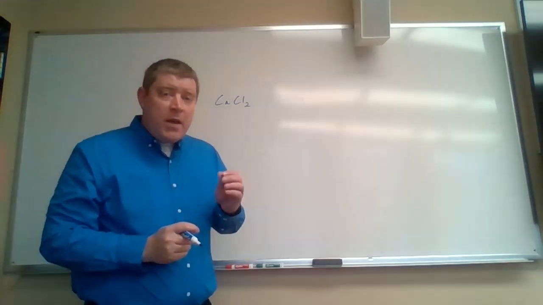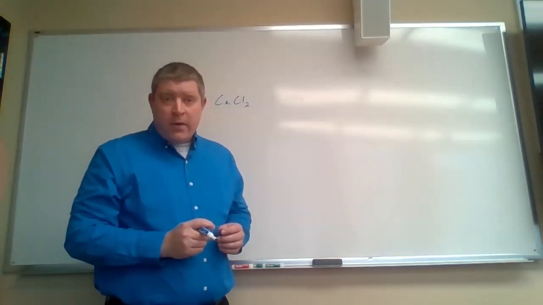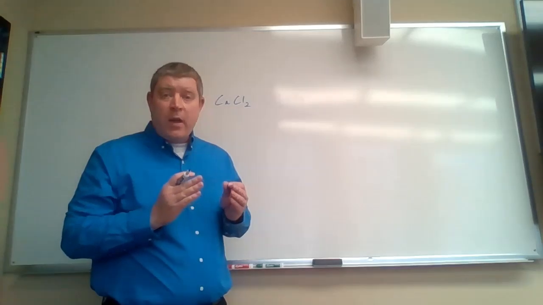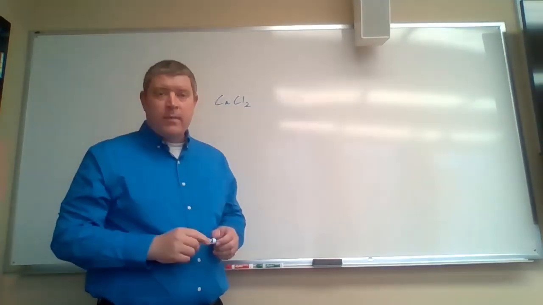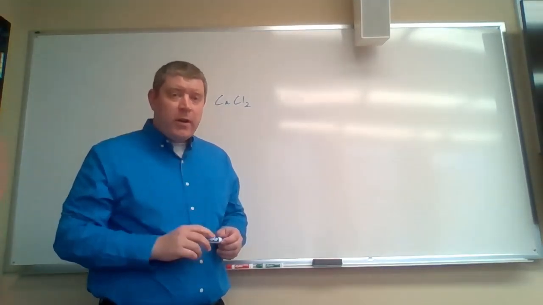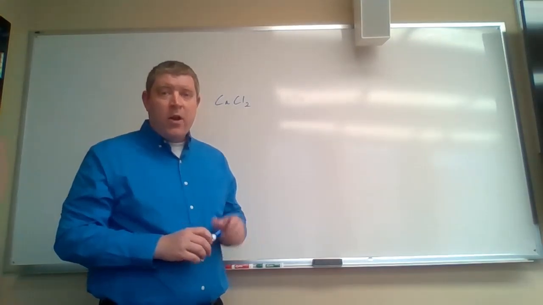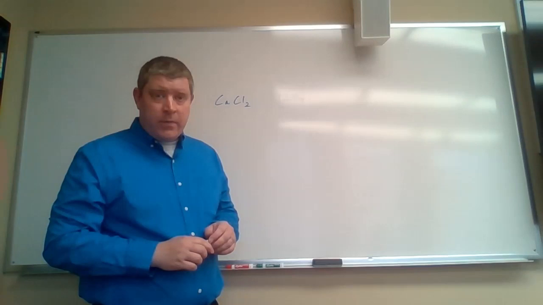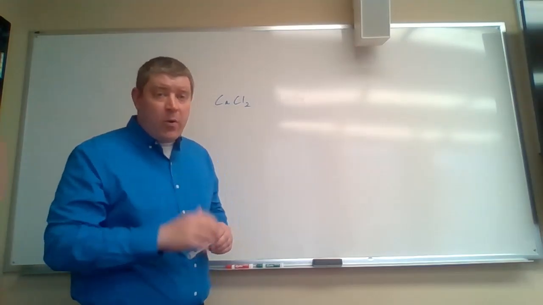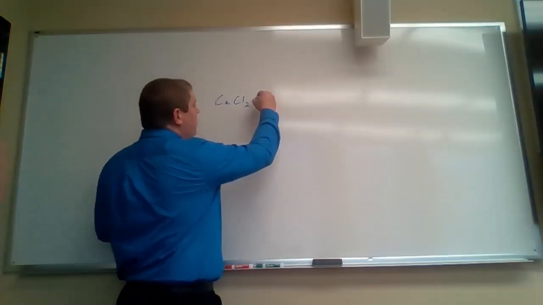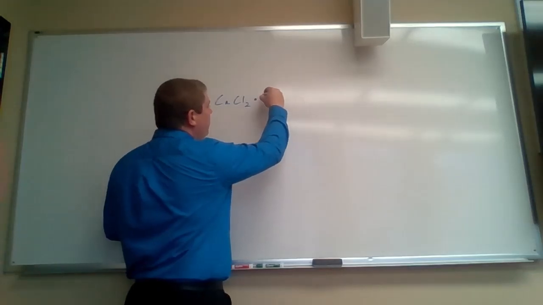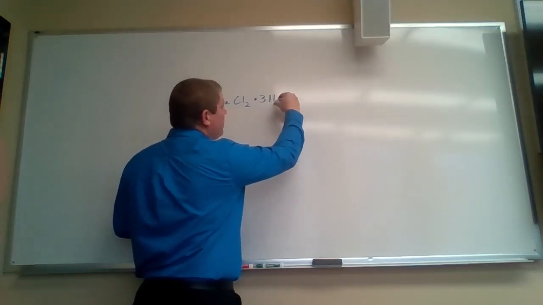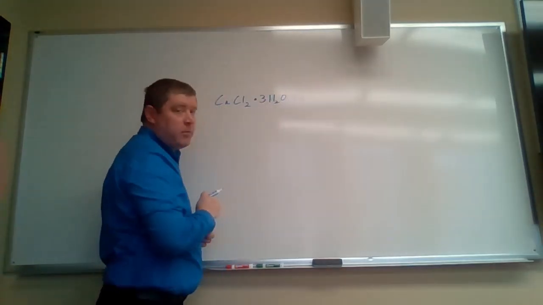Now, it may absorb water out of the air. Sometimes chemicals do this, and for these chemicals, we call them hygroscopic. Now, it may absorb a specific amount of water out of the air for every calcium chloride formula unit. Now, let's suppose that it absorbs 3 water molecules for every calcium chloride.